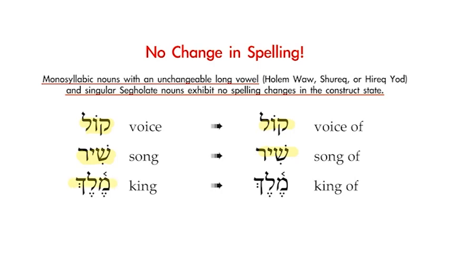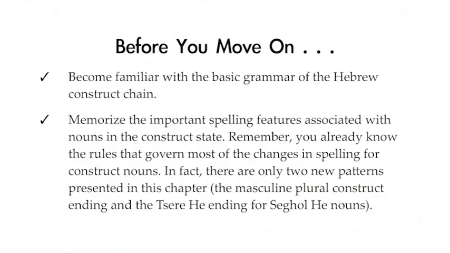In our third example, melekh, it's a segolate noun, and singular segolate nouns do not change their spelling in the construct state. So the construct form of melekh is melekh, king of. You'll have to determine based on context whether one of these nouns is in the construct state or not. And usually it's not that difficult to do when you're reading in context. So that brings us to the conclusion of our study of construct nouns in Biblical Hebrew.